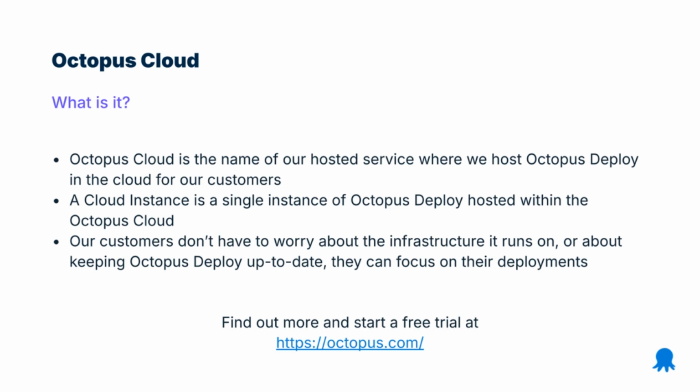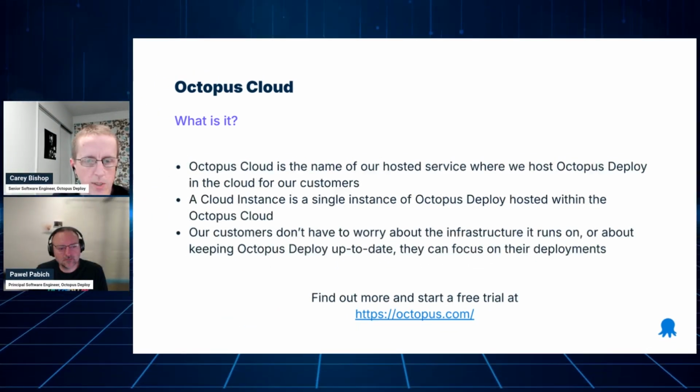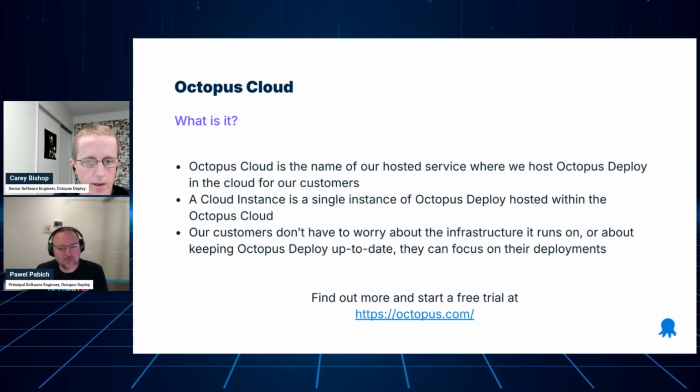We use the term cloud instance to refer to a single instance of Octopus Deploy hosted within our cloud. The beauty of Octopus Cloud is that our customers don't have to worry about the infrastructure that it's running on. They don't have to worry about keeping Octopus Deploy up to date. They can focus on their deployments, and we look after all the details for them. If you want to know more about Octopus Cloud, you can start your free trial at octopus.com.